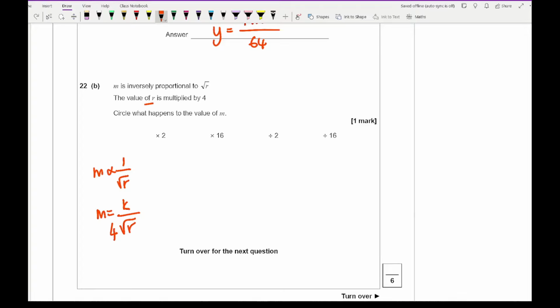Well, sorry, I've got the 4 should be inside. And that square root of 4 then becomes k over 2 root r. So what we're doing to m is dividing by 2. So that is our third option.